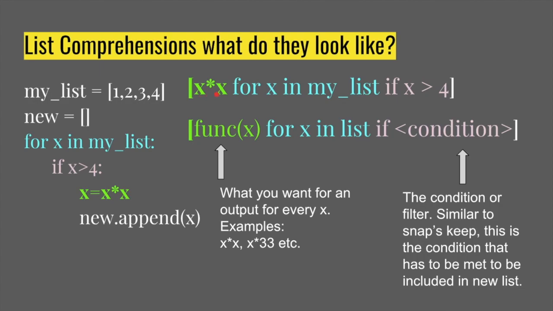So now we have x times x for x in my list if x is greater than 4. So that's going to do x squared for every item in your list if and only if x is greater than 4. And we can abstract that out to this general format where it's a function of x, for x in list if this condition is met. And that works almost for any type of list comprehension that you're ever going to build. And now we condense all of this into just one short line.